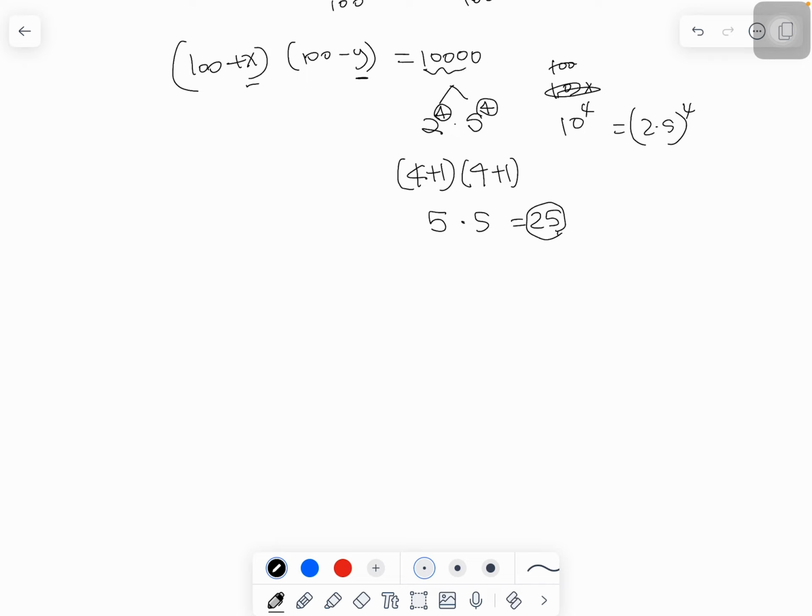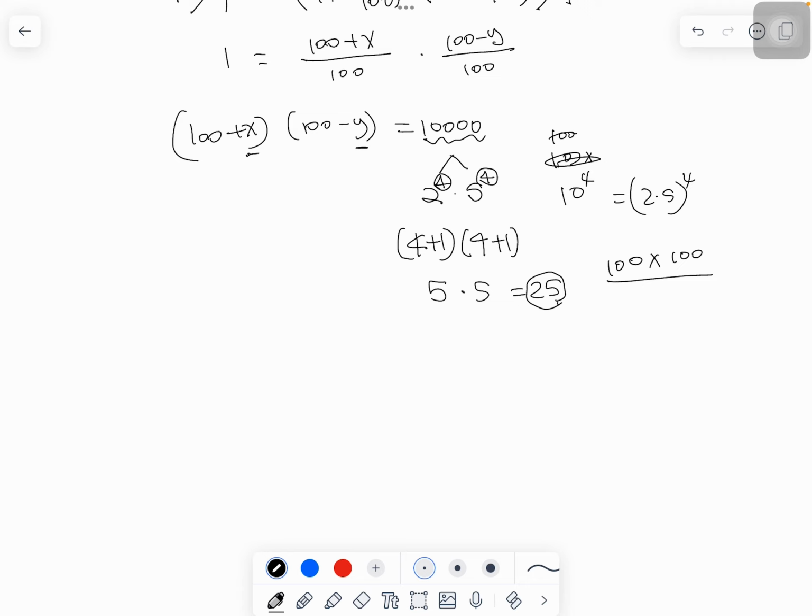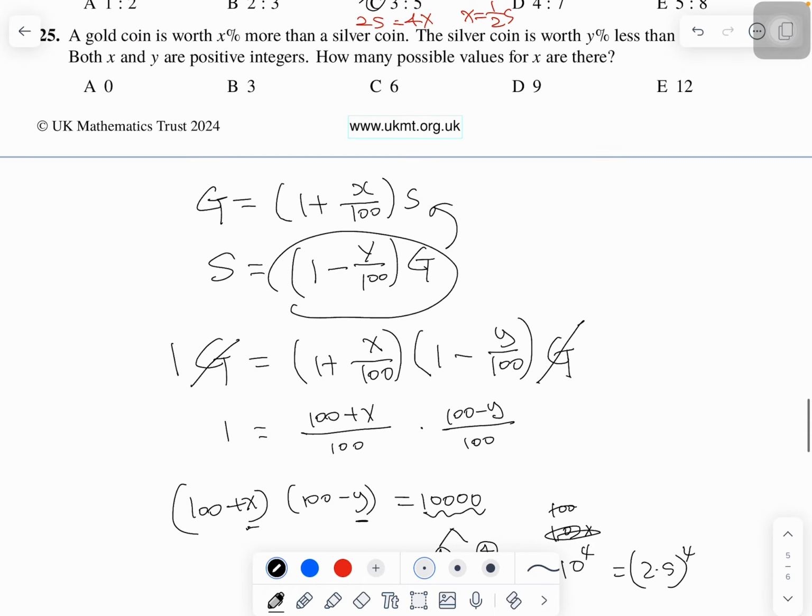But among these, the 100 by 100 is not our consideration because it makes X and Y 0, and it says X and Y are positive numbers. So in terms of the pairs, excluding 100, there are 24 factors altogether. So as a pair, divided by 2, there are 12 pairs of X and Y. So which means X can have 12 different possible values.